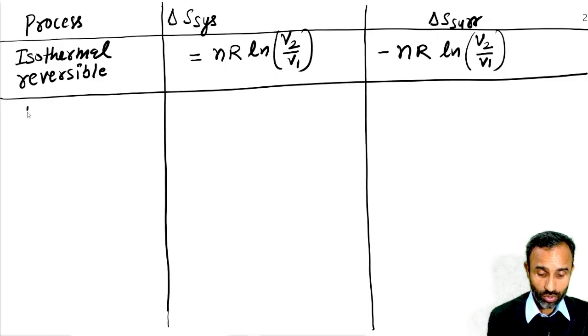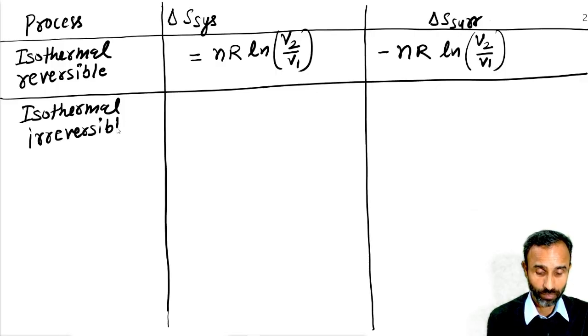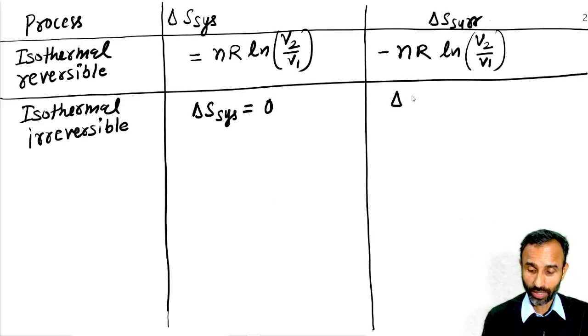Now isothermal but irreversible. So if it is isothermal but irreversible, then delta S system is 0 and delta S surrounding is also 0.